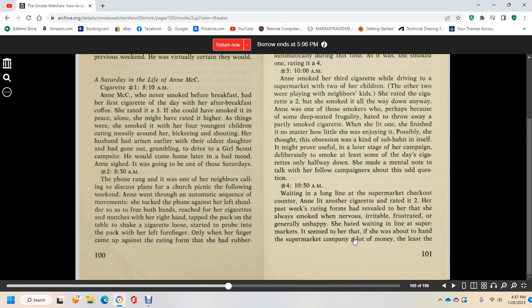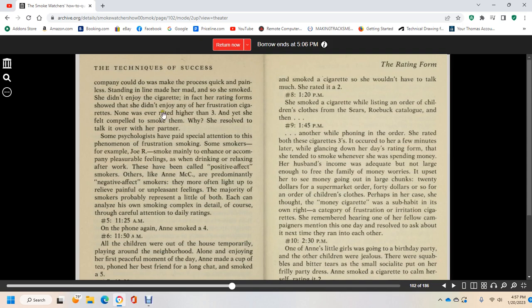Number 4, 10:50 a.m. Waiting in a long supermarket checkout line, Annie lit another cigarette. Her past weekend's rating forms revealed that she always smoked when nervous, irritable, frustrated, or generally unhappy. She hated waiting in line at the supermarket. It seemed that if she was about to hand the supermarket company a lot of money, the least the company could do was make the process quick and painless. Staying in line made her mad. She smoked. She didn't even enjoy the cigarette. In fact, as the rating form showed, she didn't enjoy the frustration cigarettes. None of them were ever rated higher than a 3. Since she still felt compelled to smoke, she resolved to talk it over with a partner.